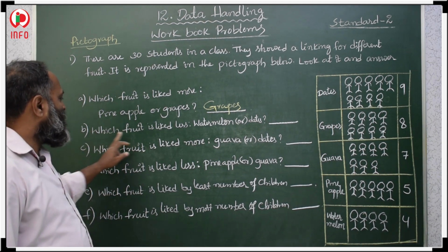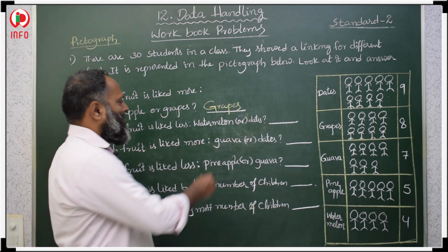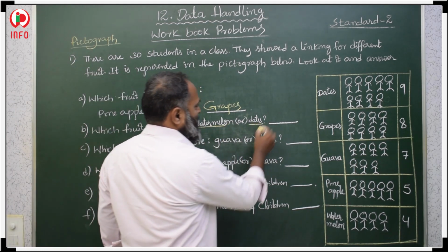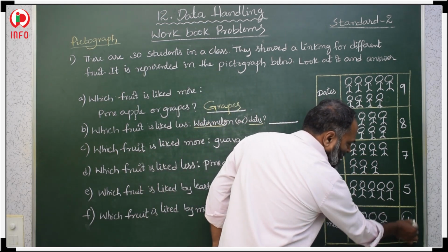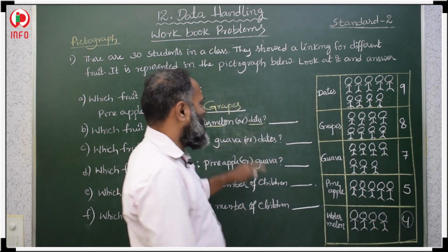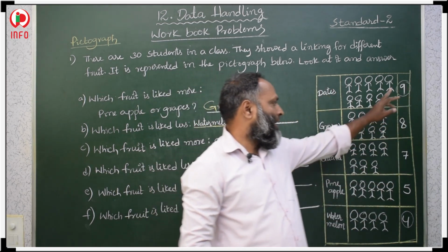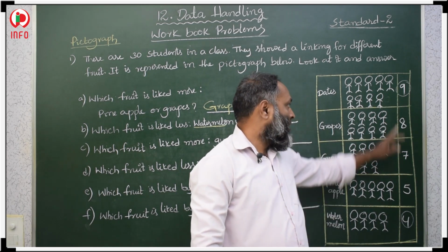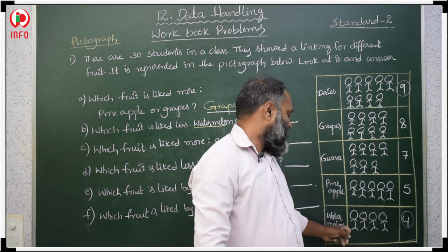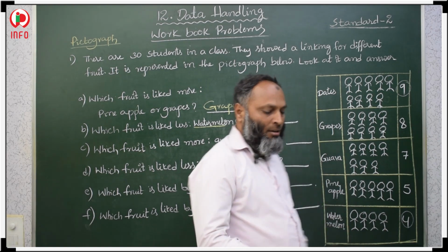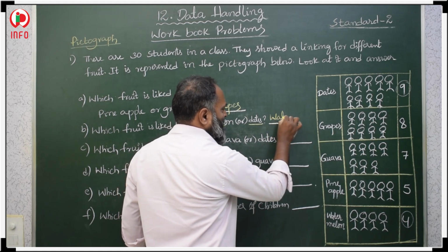Next, which fruit is liked less? Liked less. The comparison between watermelon and dates. So where is watermelon? This is watermelon, and after that dates. Compare these two quantities. Less quantity he is asking. Less means 9 is less or 4 is less? 4 is less, means watermelon. So the answer is watermelon.